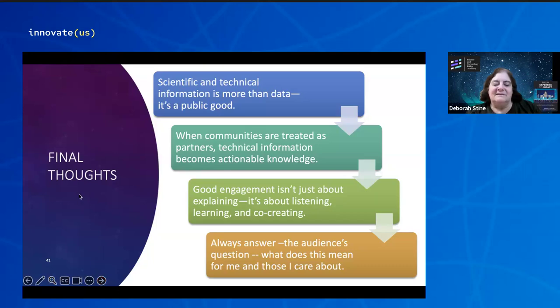And then lastly, always answer this whenever you are developing your presentation. It's a key principle. Just put this hat on. Always focus on the questions that the audience has. What does this mean for me and those whom I care about? In the end, that's why I'm there. That's why I am engaging in whatever this community activity is. It's because I want to understand how it's going to impact me.